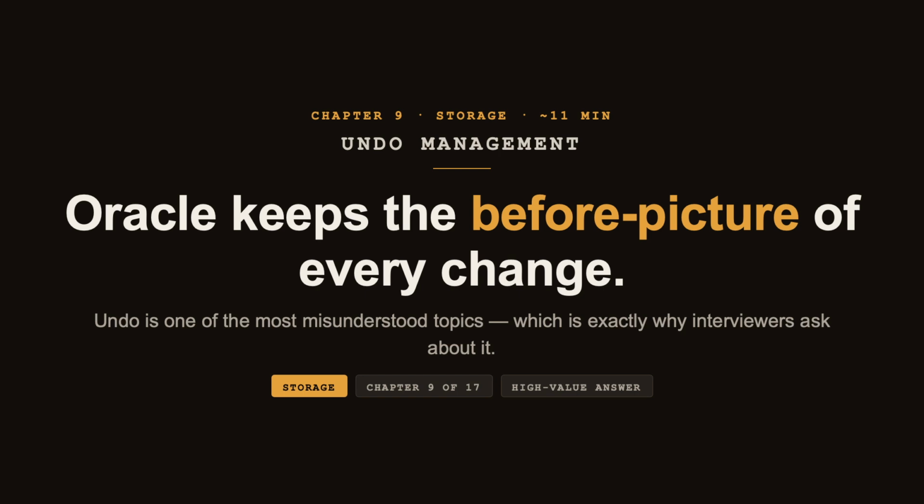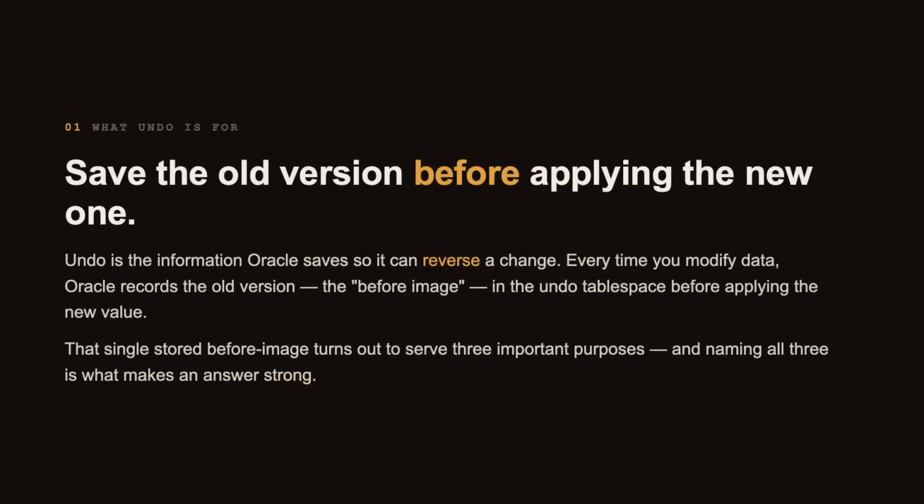The core idea is simple and even a little beautiful. Every time you change data, Oracle quietly keeps the before picture, so it can always put things back. Get that, plus the clean distinction from redo, and you've got a high-value answer ready to go. Let's define it. Undo is the information Oracle saves so it can reverse a change.